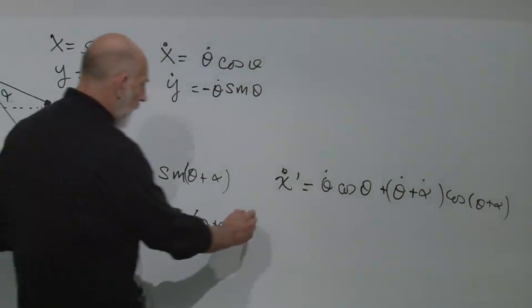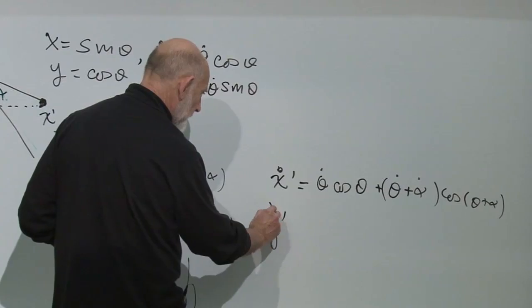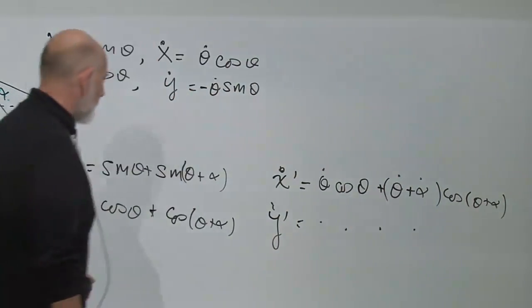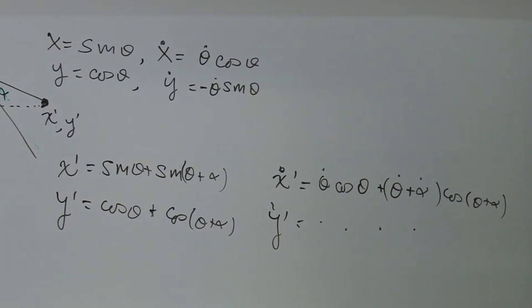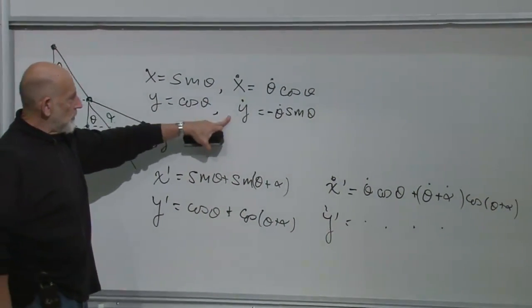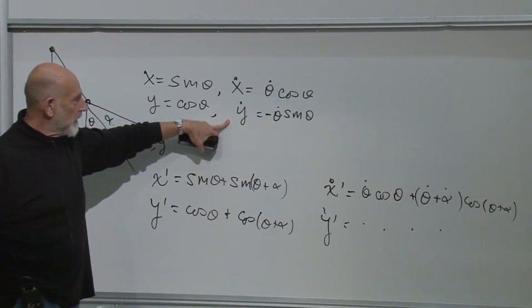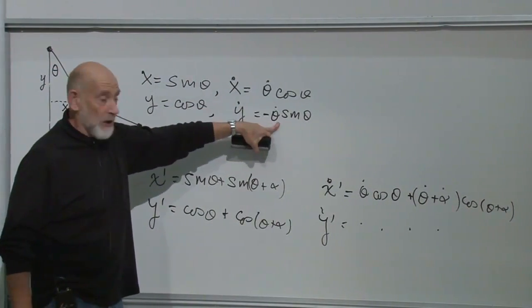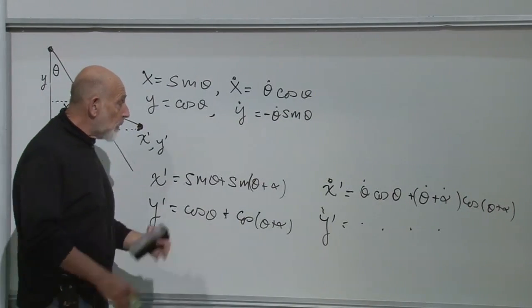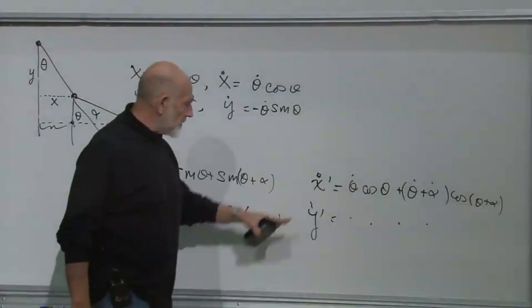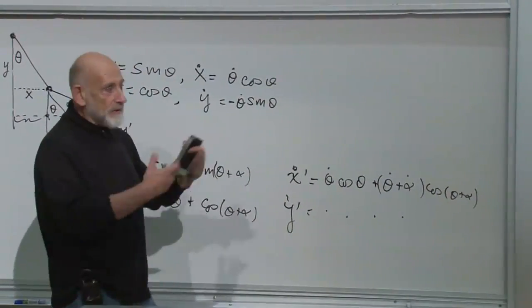We also have y prime dot squared. I'm not going to write it. It does involve some minus signs and so forth. What do we do with this? We write down the kinetic energy of the two objects. One of the kinetic energies is just x dot squared plus y dot squared. That's just theta dot squared. Why? Because cosine squared plus sine squared is 1. So there's one term which is theta dot squared, but there's also x prime dot squared and y prime dot squared. And it's a bit of a mess.